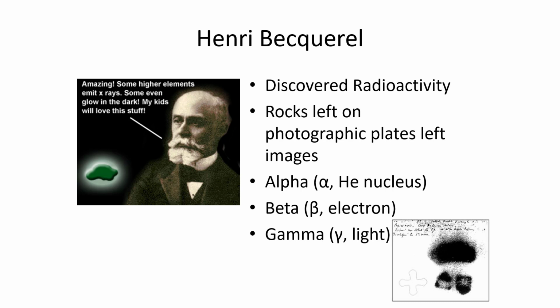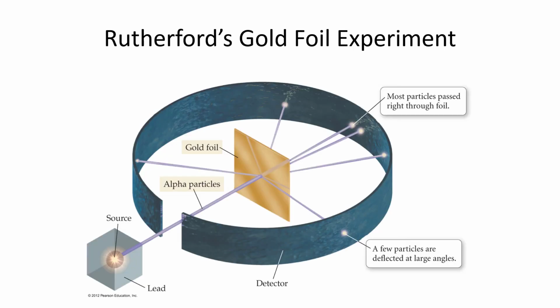And so alpha is the least dangerous form of radioactivity, with gamma being the most dangerous, where you do not want to get exposed to gamma light. Next up is probably my favorite experiment. It's Rutherford's gold foil experiment. It's a really neat experiment.